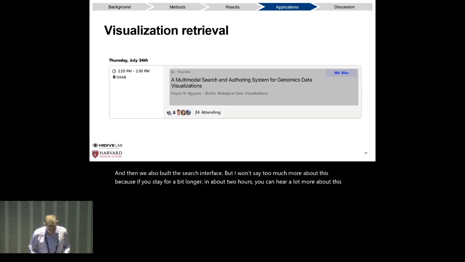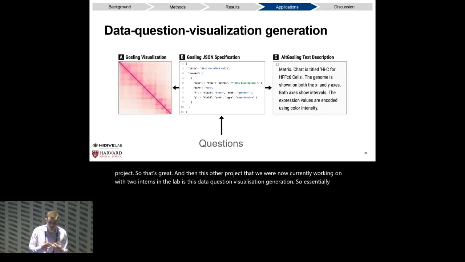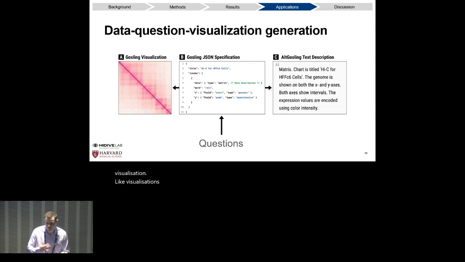project. So that's great. And then this other project that we are currently working on with 2 interns in the lab is this data question visualization generation. Essentially the idea is that we can perhaps combine a lot of visualization questions with visualizations, because we might want to use this in a model where we ask questions regarding particular data sources, and then we can already link these to visualizations. So the interns in our lab are creating this database to get these question visualization pairs.